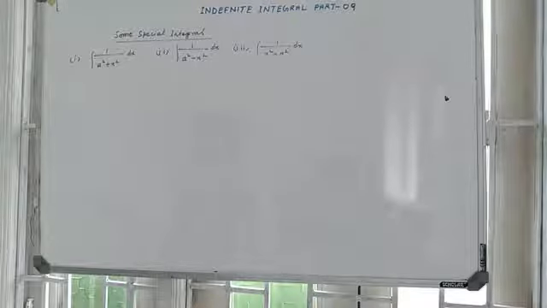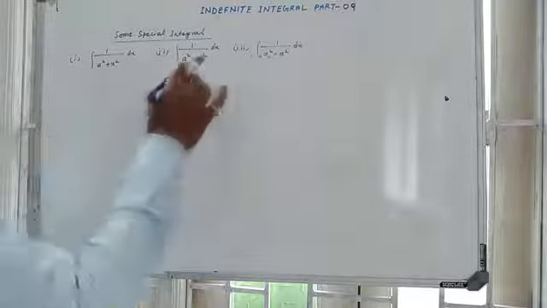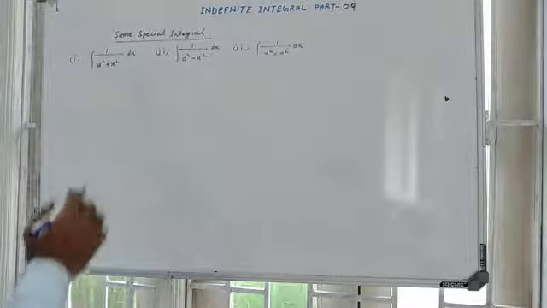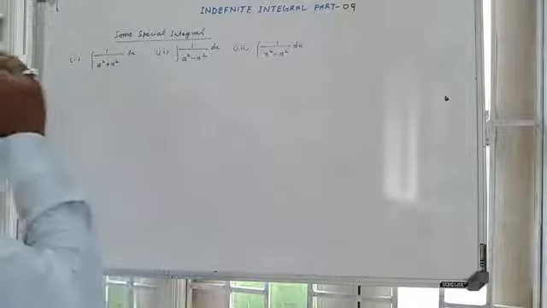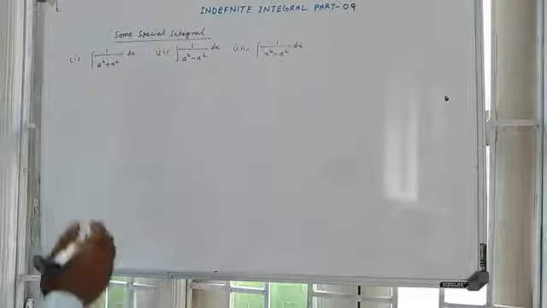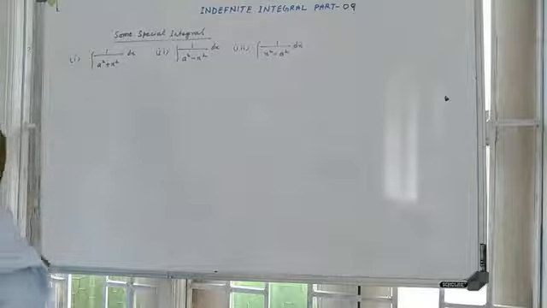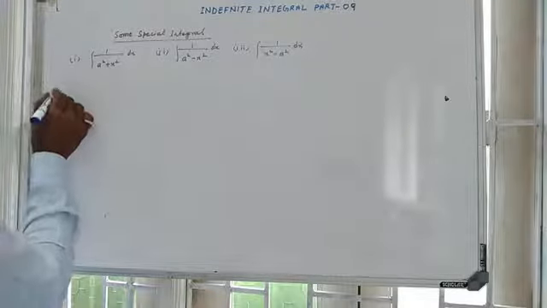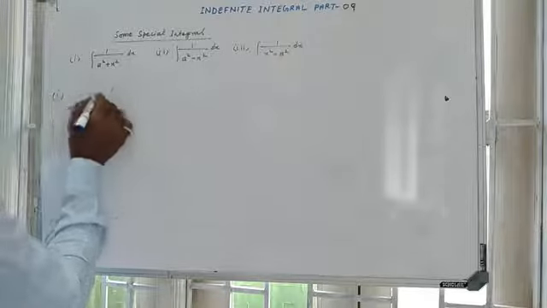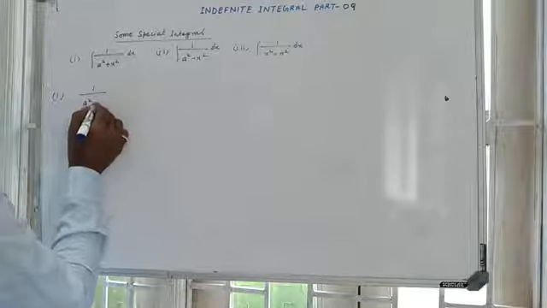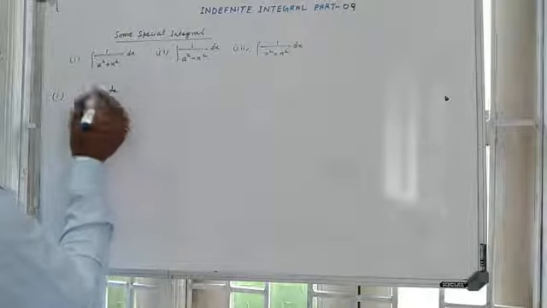Hello students, today we will learn some special types of integral. First of all, you see these three types of integral where all three are almost same, only differ by sign. So let us prove one by one. First one is 1 by a square plus x square dx.